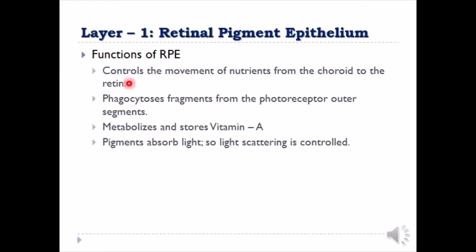So, four basic functions. One is to control the movement of nutrients from choroid to retina, where the RPE is the intermediary. It eats out or cleans out the cellular waste materials from the photoreceptor cells. It produces and stores vitamin A. Also, the pigments in the retinal pigment epithelium absorb light. So even if we have so much bright light coming into the eye, our eye will be comfortable to accept that.